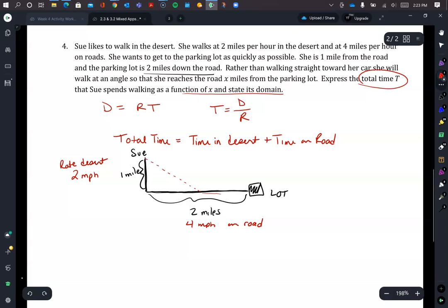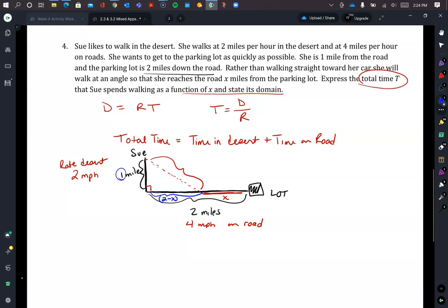And then to figure out what this would be, we would need to use our Pythagorean theorem, so we could figure out that distance. We could call this distance here some arbitrary distance x. And then that would make this piece over here, like the rectangle problem, 2 minus x. And this would just be 1.